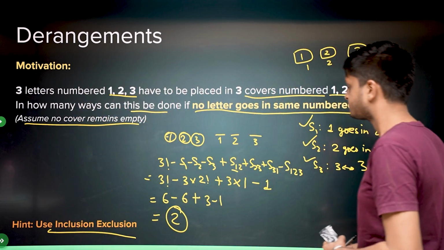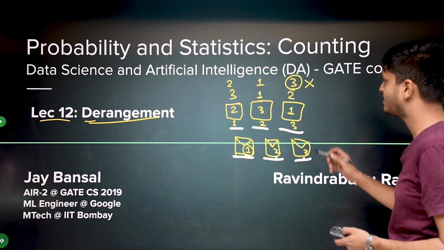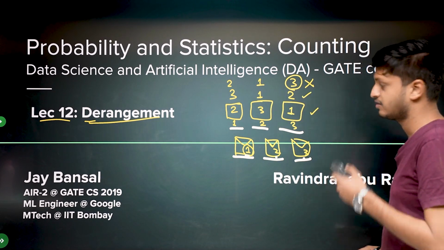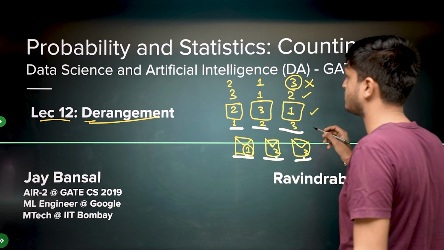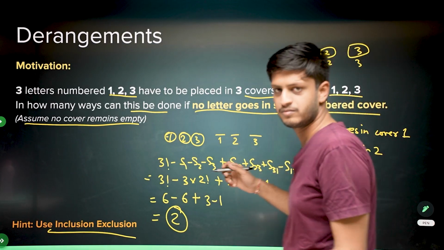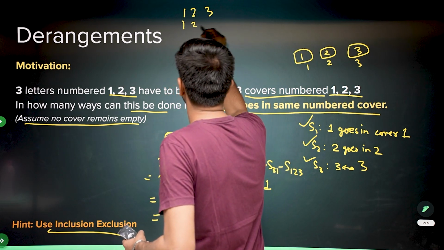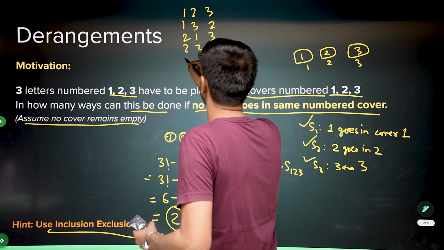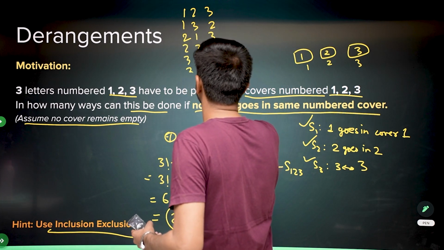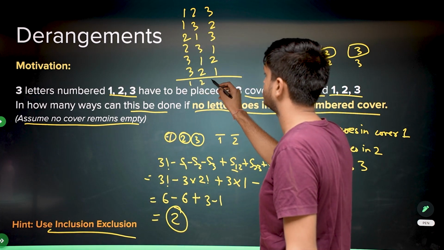Okay. There are only 2 ways actually, it seems. And we actually have written it here. Right. So there are only 6 ways, right? I can actually enumerate all the 6 ways in which we can arrange 3 letters. 1, 2, 3; 1, 3, 2; 2, 1, 3; 2, 3, 1; 3, 1, 2; and 3, 2, 1. And the cover numbers are 1, 2 and 3.